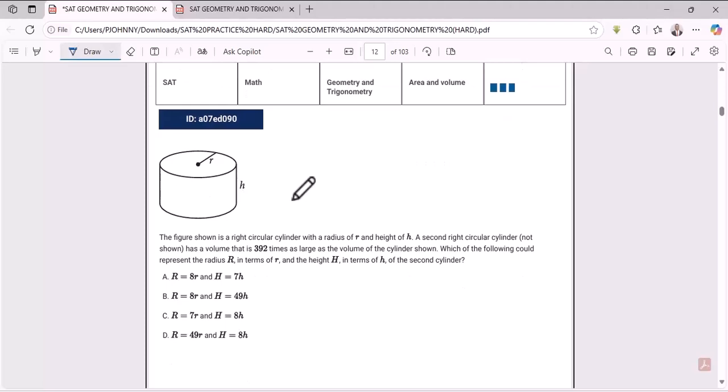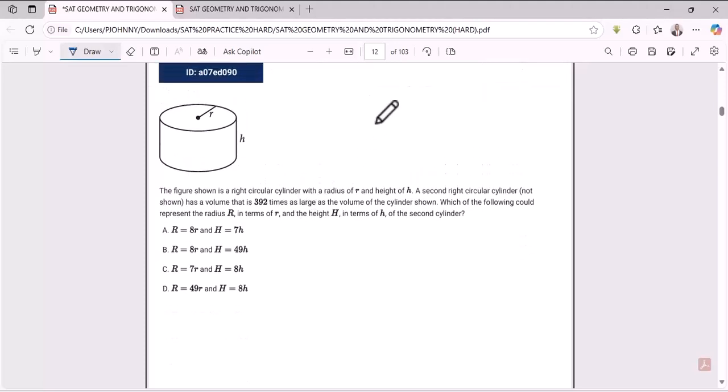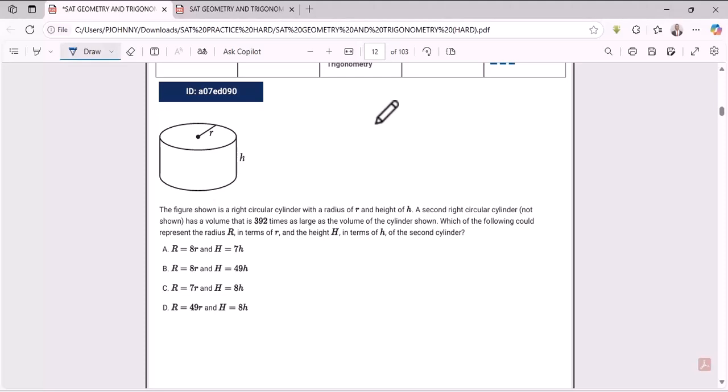Right. So in the next question, this is a right circular cylinder with radius r and height h. Then we have a second one which is not shown and has a volume that is 392 times this. This volume represents the radius in terms of r. So basically you have the small and large cylinder. For the small, the volume is simply pi r squared h, while for the large, they say the volume is 392 times as large as the volume of the cylinder shown. So that means the volume for this is 392 pi r squared h.